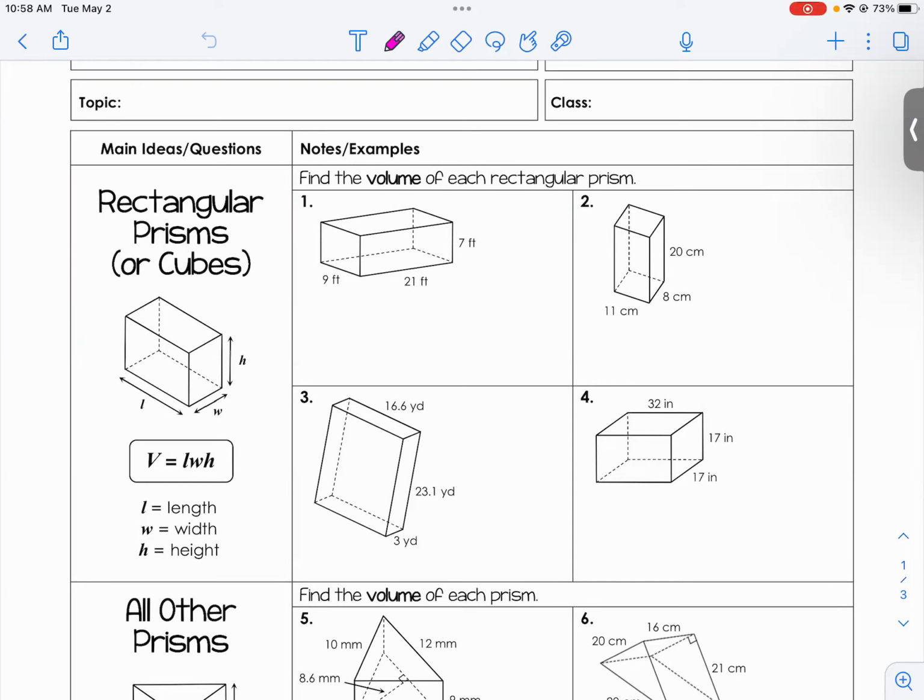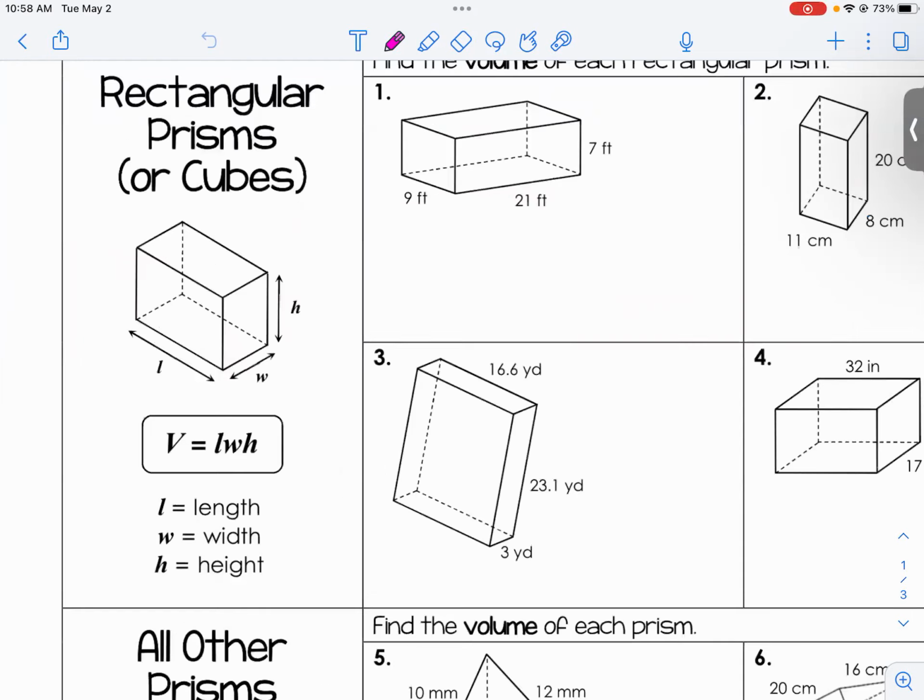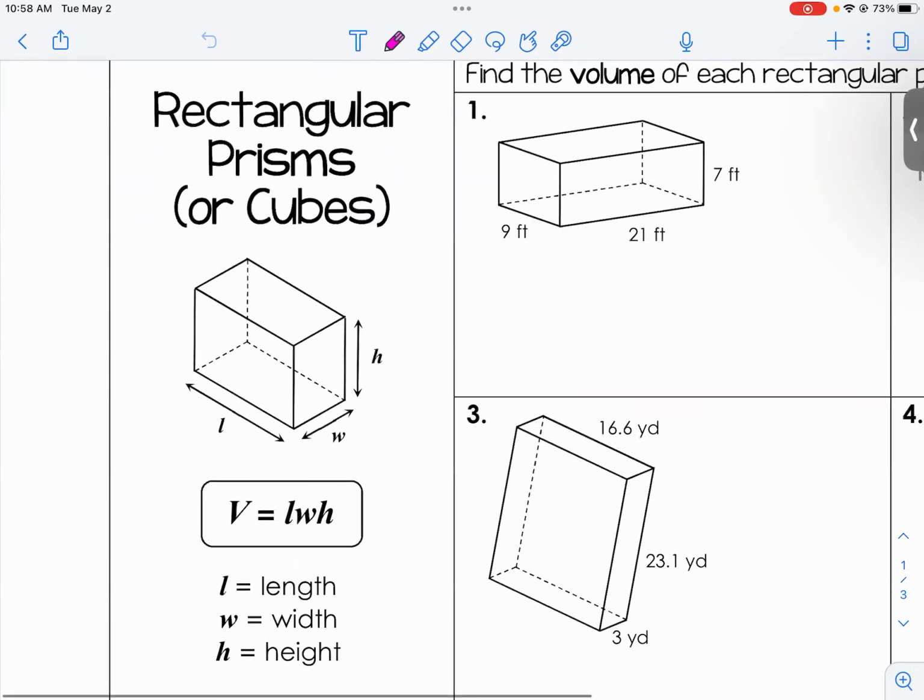Either way, I'm going to zoom in right here. If we have a rectangular prism, then our volume is length times width times height. Raise your hand if you've used that formula before. Base times height. Okay, so let's look at number 1.